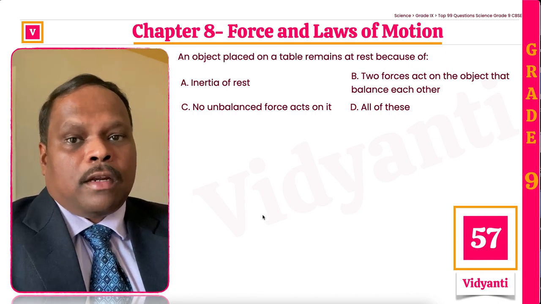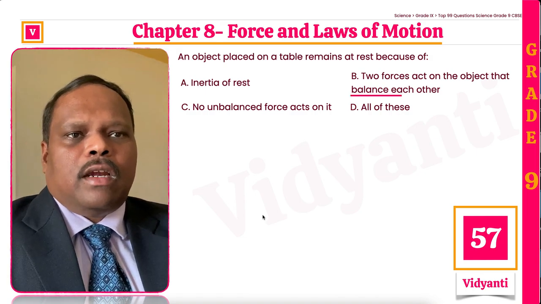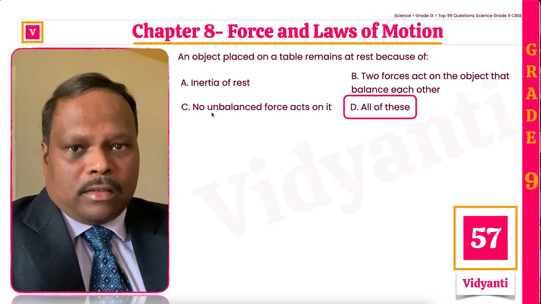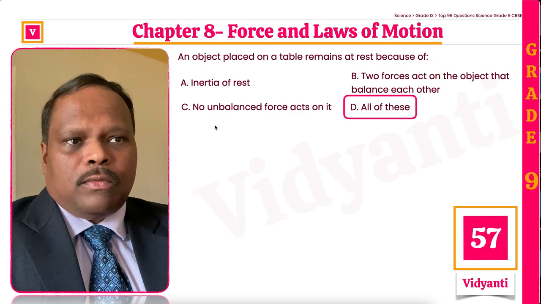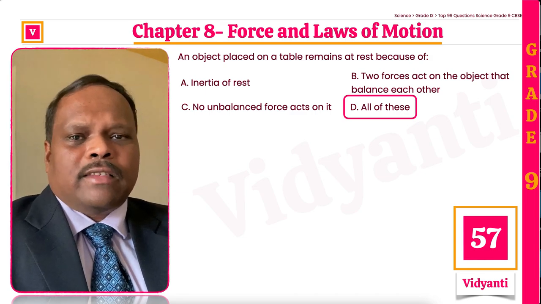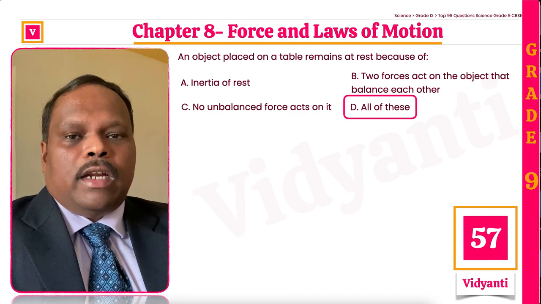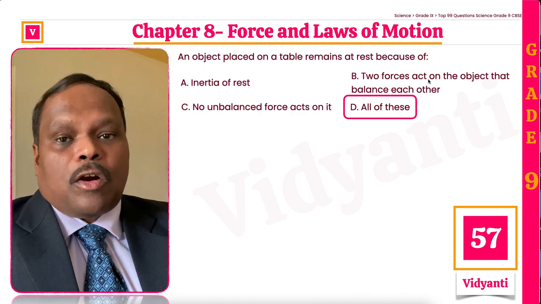So external unbalanced force, if it is not in the equation, it will just remain, and the option will be inertia, because yes, it will continue to remain there because of inertia. No unbalanced force is acting on it. Or you can have two forces which are equal and opposite, they are cancelling each other. Remember, net external unbalanced force. So that doesn't mean the forces are not acting.